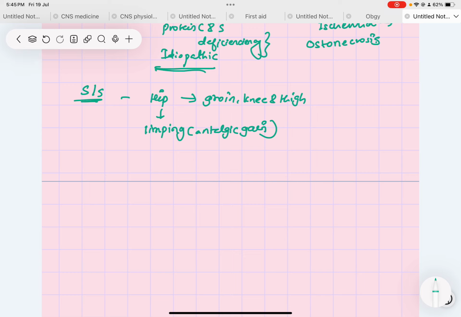And then one sign will be positive, that is Catterall sign, that is obligatory excess external rotation during hip flexion. So during hip flexion, the leg will rotate externally. So external rotation will be there, and that is known as Catterall's sign.